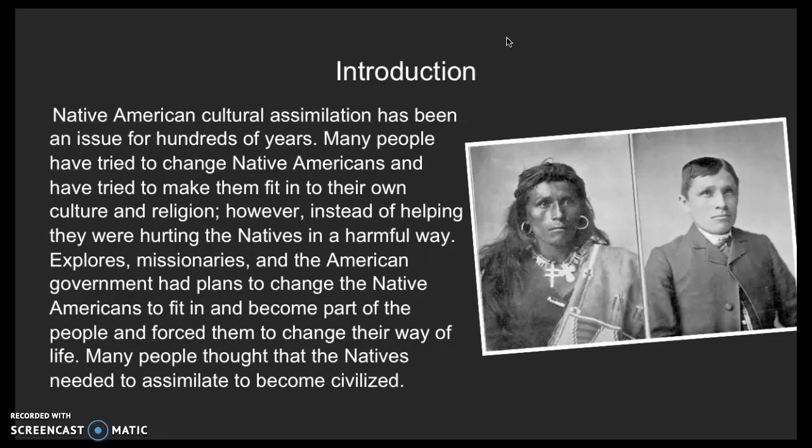Explorers, missionaries, and the American government had plans to change Native Americans to fit in and become part of the people, and force them to change their ways of life. Many people thought that natives needed to assimilate to become civilized.